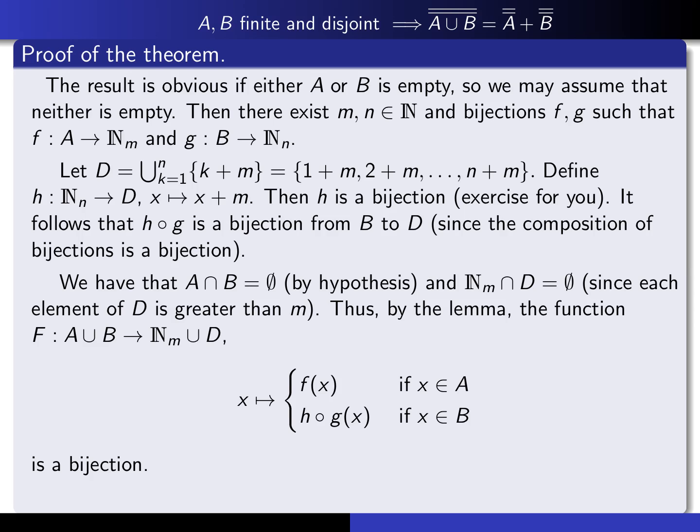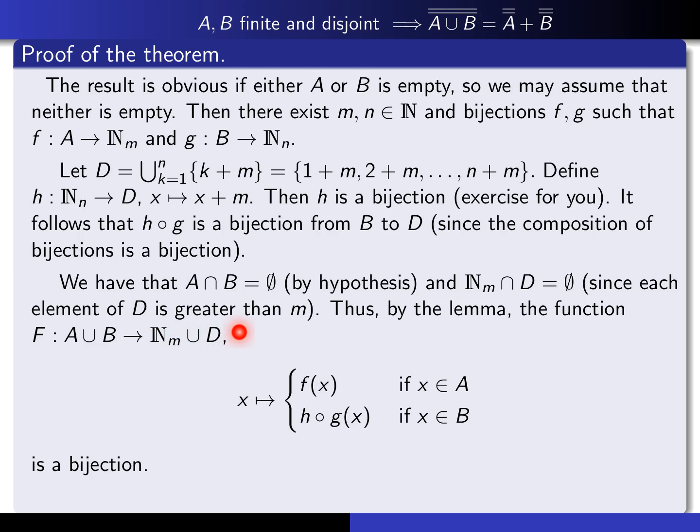Now I claim that that pretty much gives us what we want. And why does it give us what we want? We're trying to produce a bijection from A union B into what? We're trying to show that A union B has the same cardinality as the cardinality of A plus the cardinality of B, in other words, m plus n. So we would like to get a bijection from A union B into n sub m plus n.